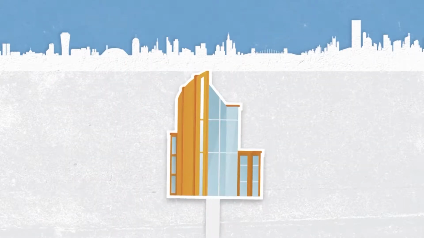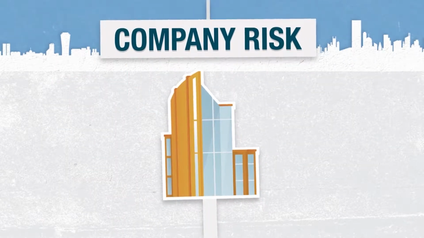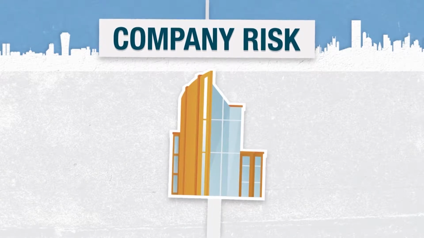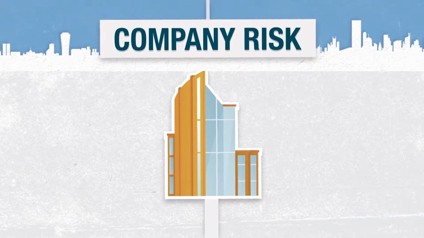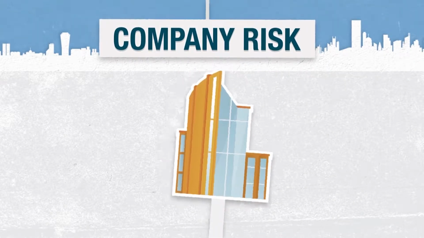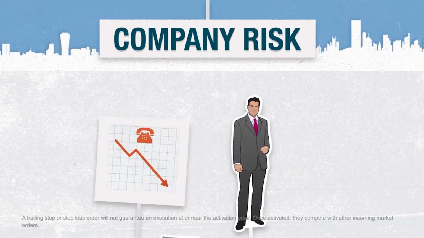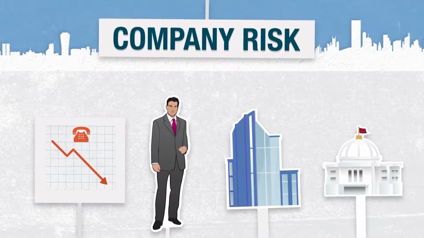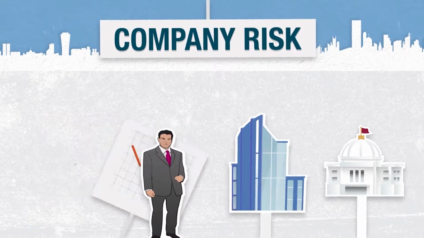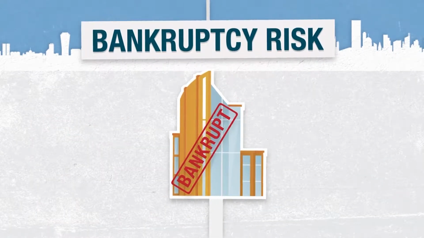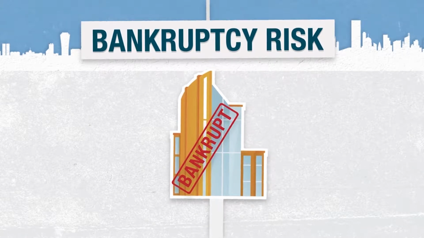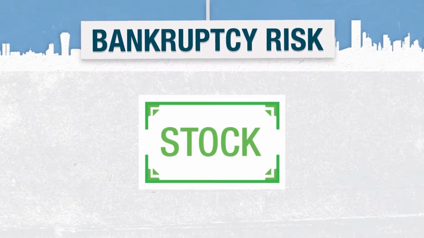The last stock investing risk we'll discuss is business or company risk. This risk encompasses all the risks that come with investing in an individual stock, such as disappointing earnings or sales, a change in leadership, emerging competition, or new regulations. The most dangerous form of company risk is bankruptcy risk. This is because if a company goes bankrupt, its stock will lose all its value.